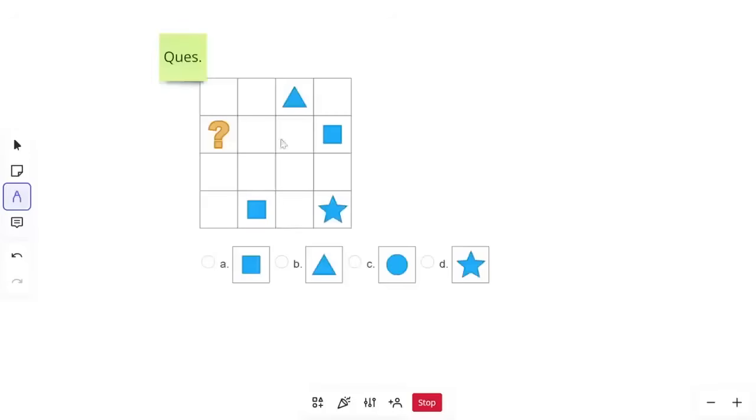One circle and one triangle. Obviously, triangle cannot come in this row because in this row one triangle is already there. So the only option that can come in this row is circle. Then the only one left for this row is triangle. So triangle will come here and circle will come here.